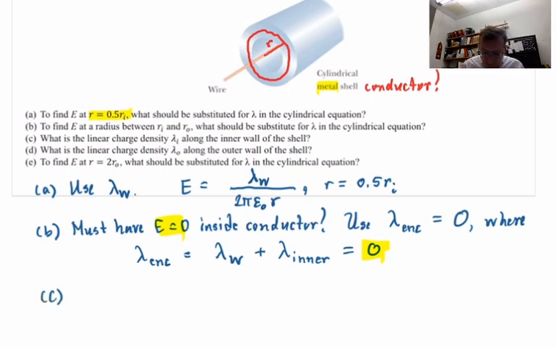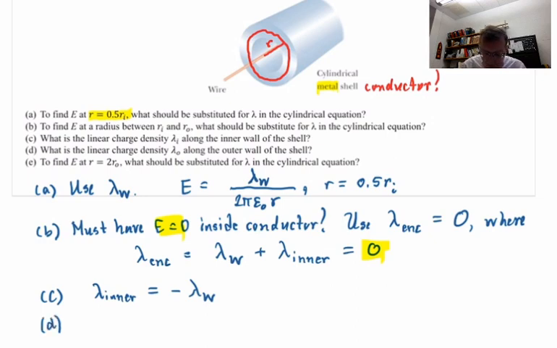C. What is the linear charge density lambda inner along the inner wall of the shell, induced by the presence of that positively charged wire? And it's that equation I had right up there. Lambda wire plus lambda inner must equal 0. So the induced linear charge density on the inner surface of the shell must be just the negative of the lambda of the wire. And that's all you have to say for C.